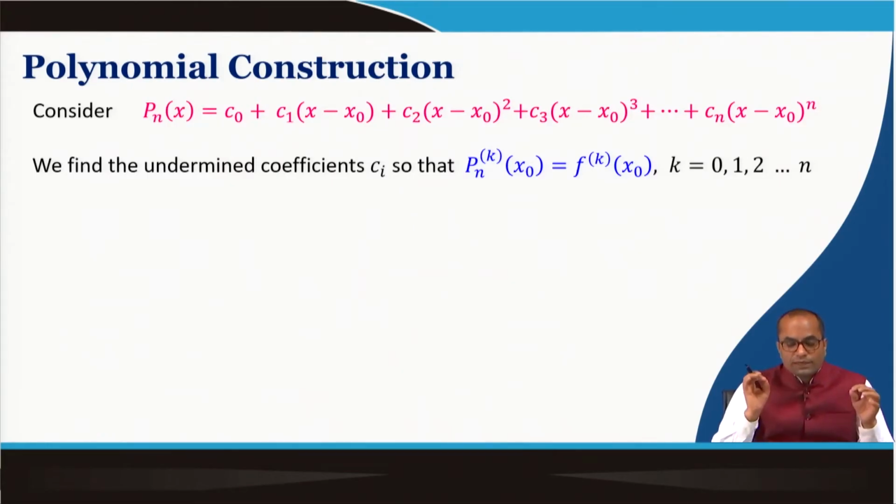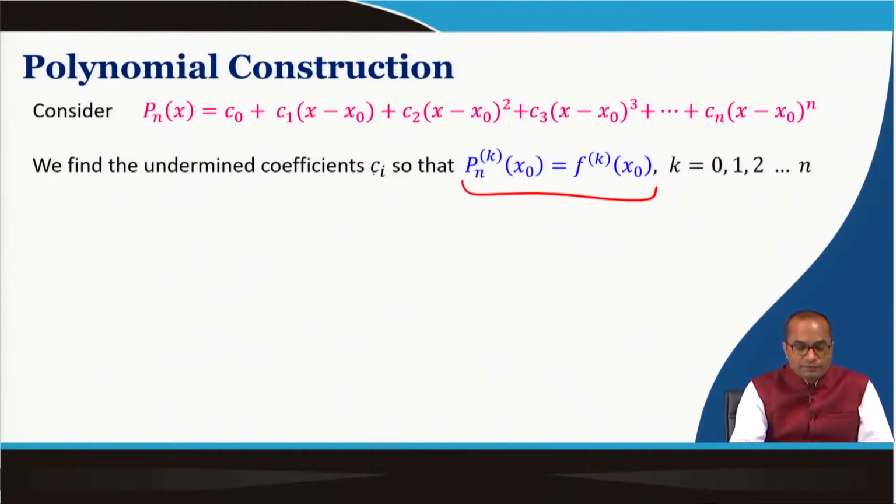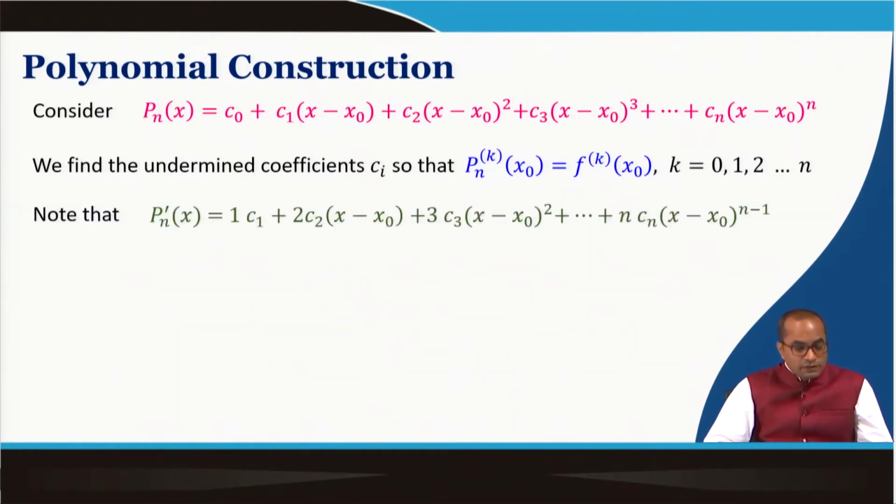So we have fixed one point x naught, and we have these n plus 1 conditions, and then we want to determine these coefficients Ci. Well, so we get the derivative. So the first order derivative of this polynomial, it is easy.